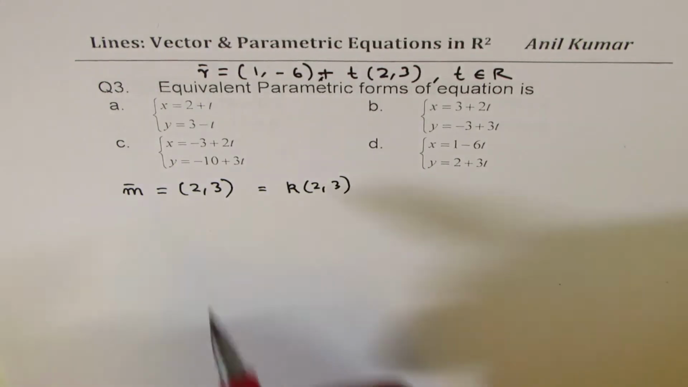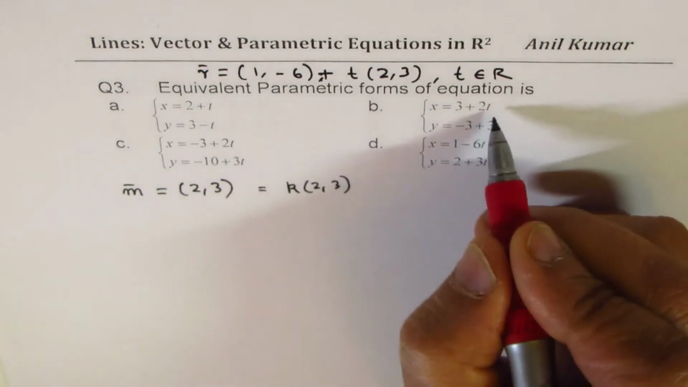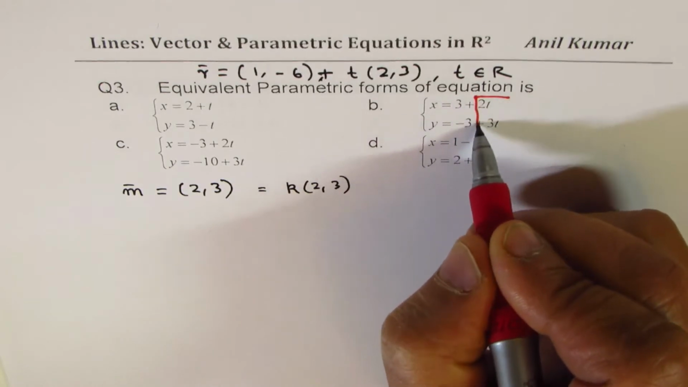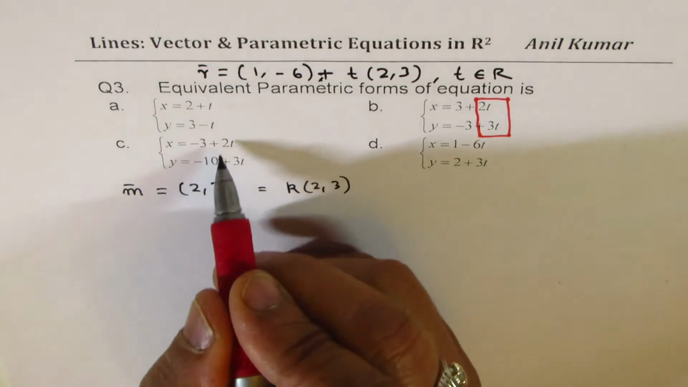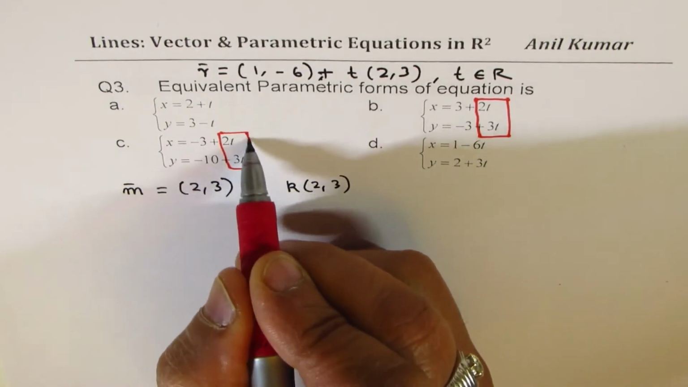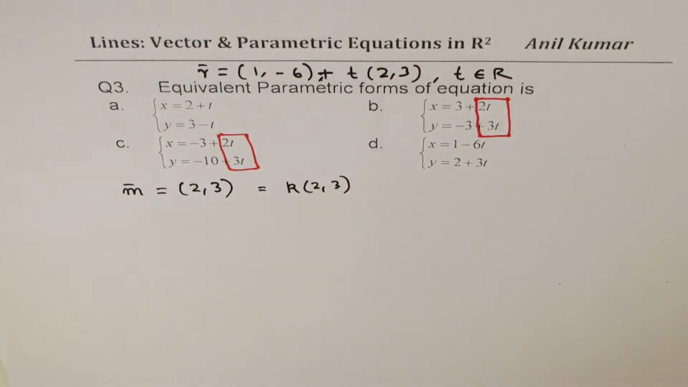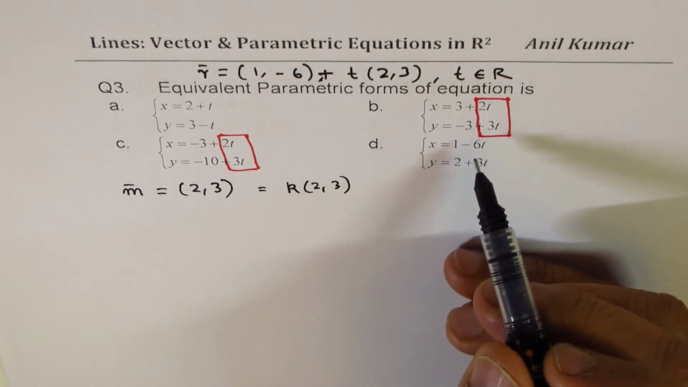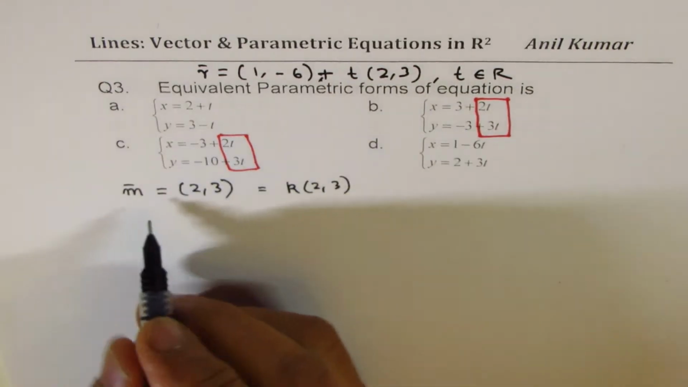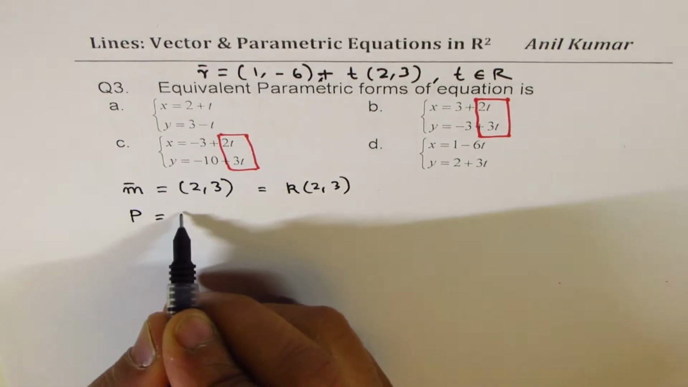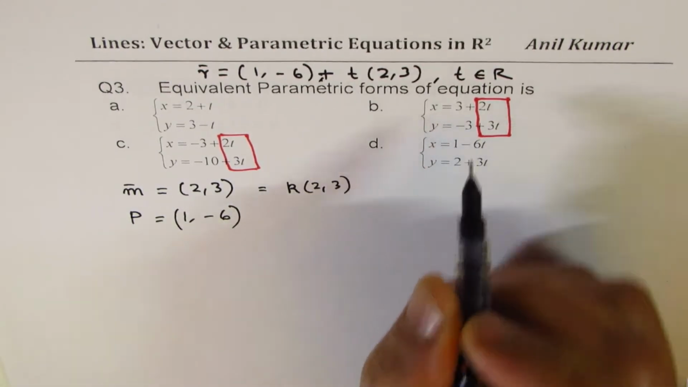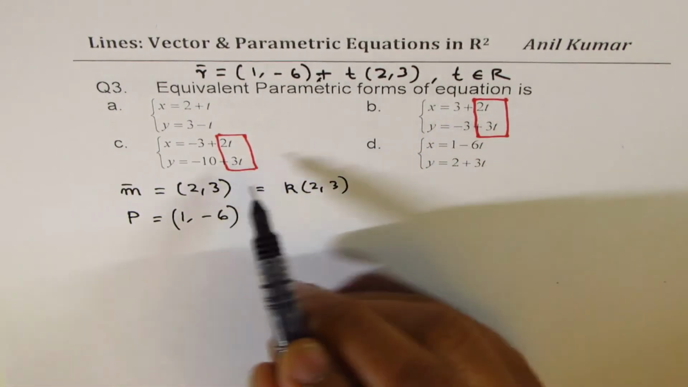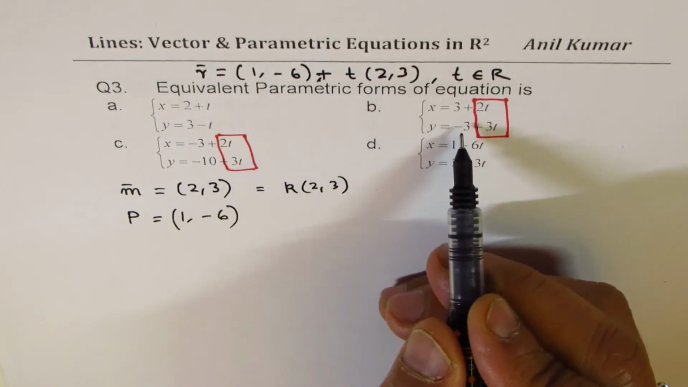So let's see the direction first. We find that these two qualify. We have (2, 3) here. This is not in the ratio of 2, 3. This is also in the ratio of 2, 3. So one of these is the correct option. Now we should check with these equations. We know that the point P, which is (1, -6), is on the line. So let's check which of these lines it is on. That will give us the right answer.